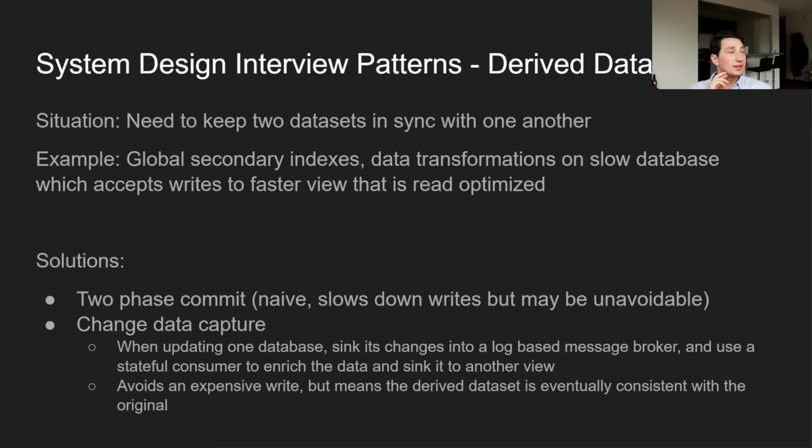Next, we have derived data. So let's say we have 2 data sets that we want to keep in sync with one another. We discussed a couple of examples of this already, one being the global secondary index. Basically, if we have another data set which is being updated by one particularly slow database, but we want to make a faster read-only view on the data, this would also be another good use case. So for something here, what we could do is, naively a two-phase commit, and this may be necessary if we need to keep them perfectly in sync.